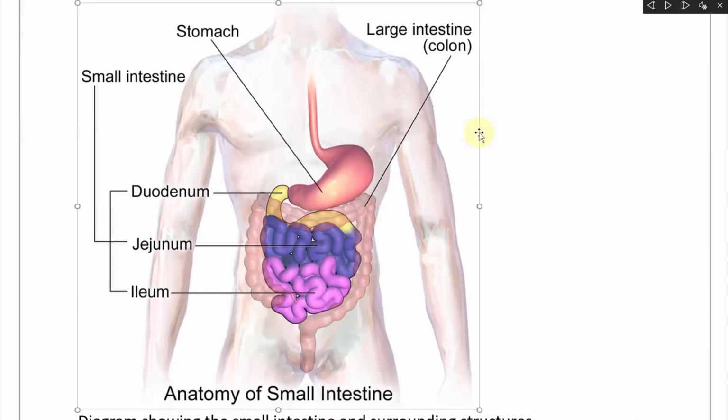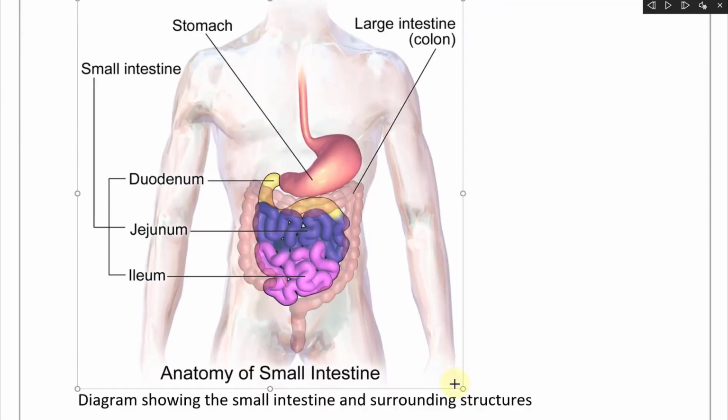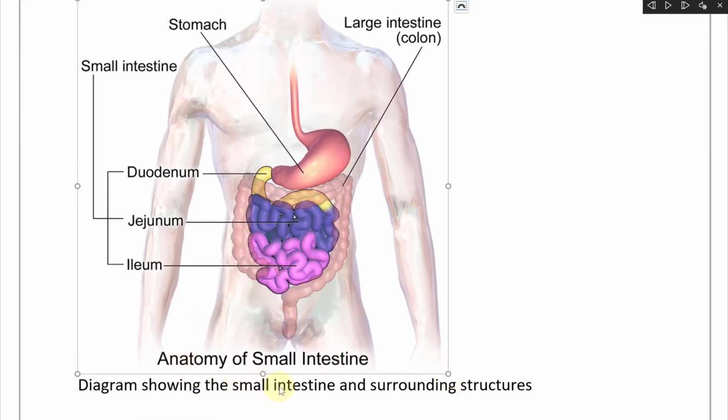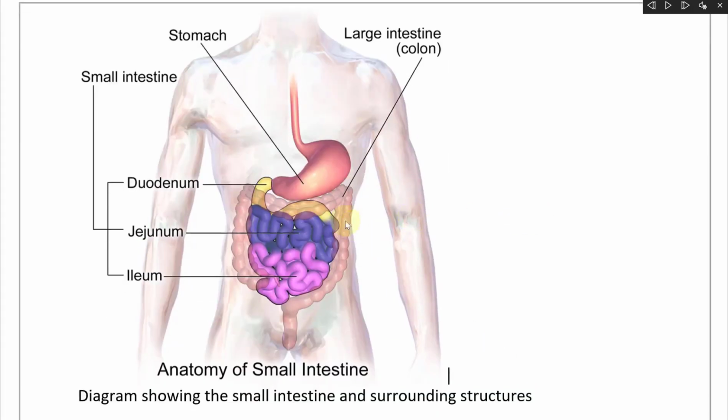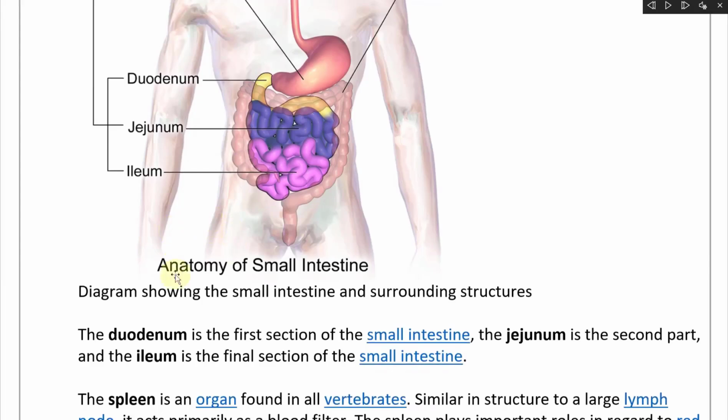All right, so let's make it a bit smaller so we can see this a bit better. So, a diagram showing the small intestine and surrounding structures. We have over here the stomach. There's the large intestine or colon. This is a big giant one. And there's the small intestine. So you have the duodenum connected to the first part of the stomach. Then you have the jejunum, the middle part. And then you have this purple part, the last part, that is the ileum. Or we'll try to pronounce that soon.